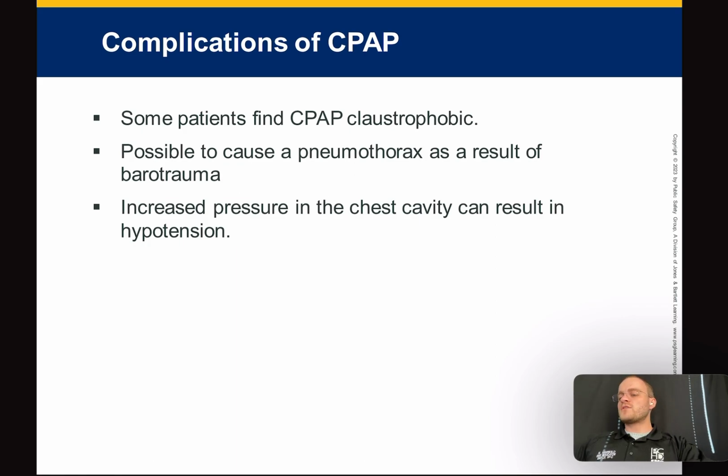So it is possible to cause a pneumothorax. Remember, a pneumothorax is a hole in the lung or a blown lung as a result of barotrauma. Remember, baro means pressure, so that says pressure trauma to the lung. Okay, increased pressure in the chest cavity can result in hypotension. Why is that? Remember, as the lungs hyperinflate, they can squeeze on the inferior vena cava, which is the big vein that runs to the right side of our chest. And when you squeeze on that, you create a little form of obstructive shock, which decreases preload to the right side of the heart, which will cause low blood pressure.